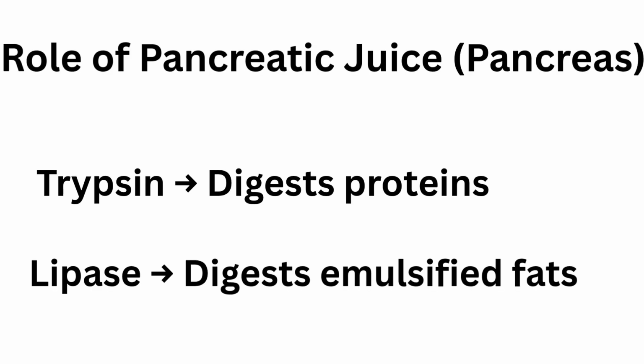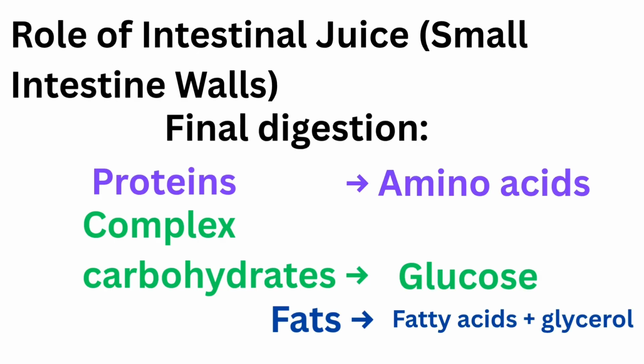Next, the pancreas sends its digestive juice, which contains enzymes like trypsin, lipase, etc. Trypsin is an enzyme that helps in breaking down proteins, and lipase helps in breaking down these emulsified fats. Finally, the walls of the small intestine have their own glands that release intestinal juice, and this intestinal juice completes the breaking down of proteins into amino acids, complex carbohydrates into glucose, and fats into fatty acids and glycerol. And with that, our food is fully broken down into simpler forms, ready to be absorbed by the body.